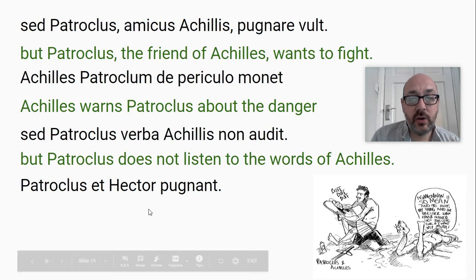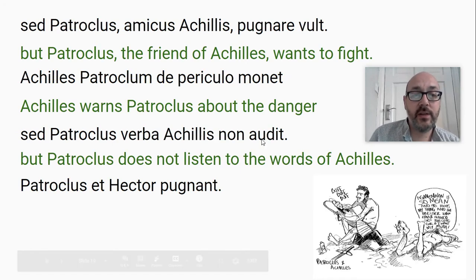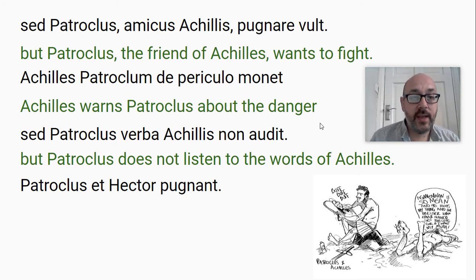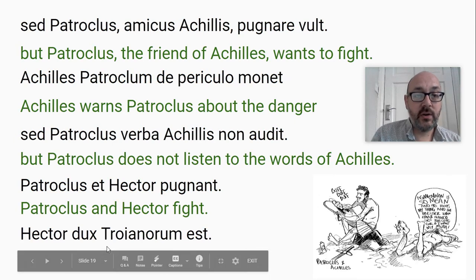Patroclus and Hector pugnant. Patroclus and Hector fight. So Hector, remember, is the kind of hero of the Trojan army. He's a very, very powerful, strong soldier. What happens next?